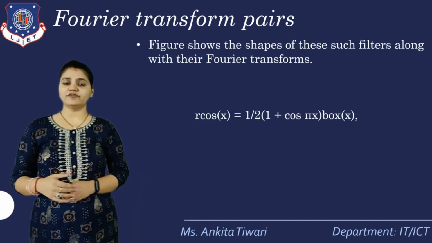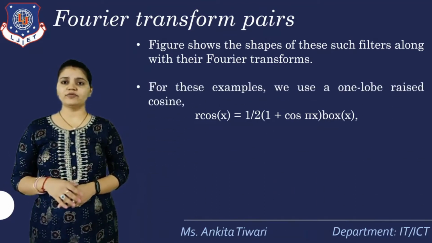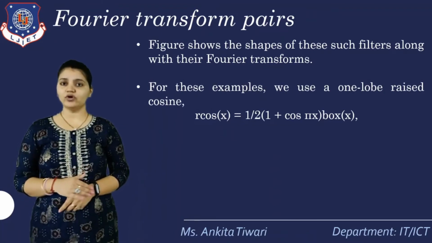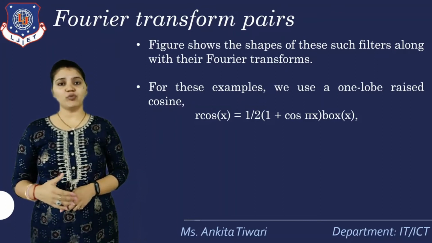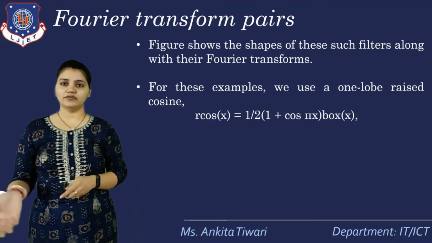The figure shows the shapes of these filters, and the table shows them along with their Fourier transforms, which is defined with the formula r cos of x equals 1 by 2, 1 plus cos pi x, into box of x. Now box is the predefined filter that we have in the Fourier as well.